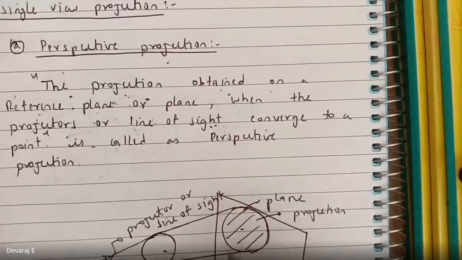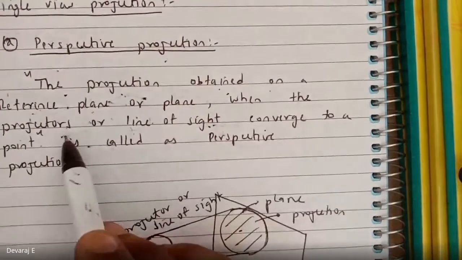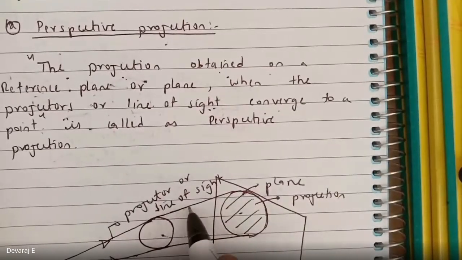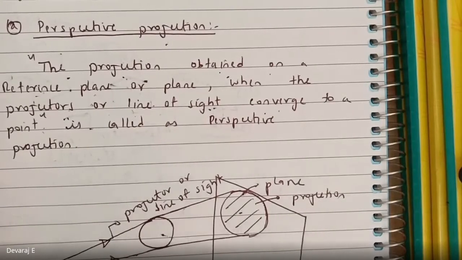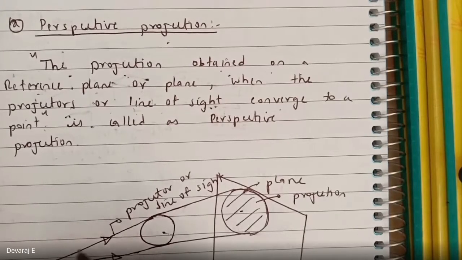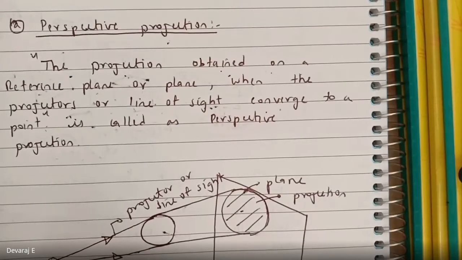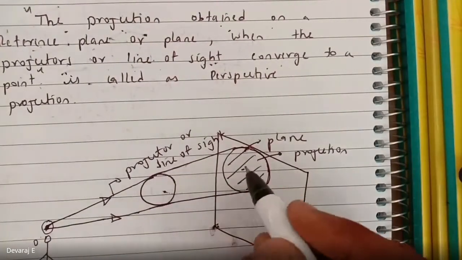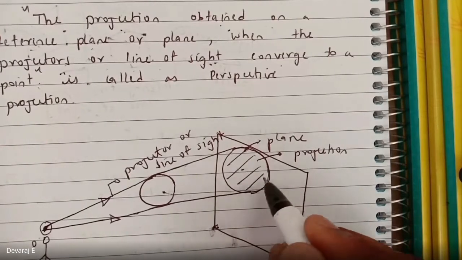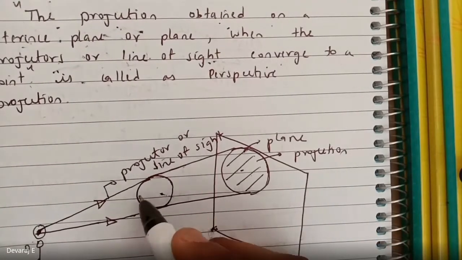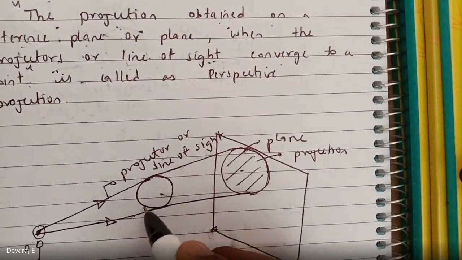Yes, sir. Okay. So according to the definition, when the projectors or lines of sight converge at a point with respect to the observer, it should be fixed. So the line of sight should converge at a point. So this is called perspective. Always remember, in perspective projection, the projection which is falling on the screen or plane will be much bigger than the original size of the object.